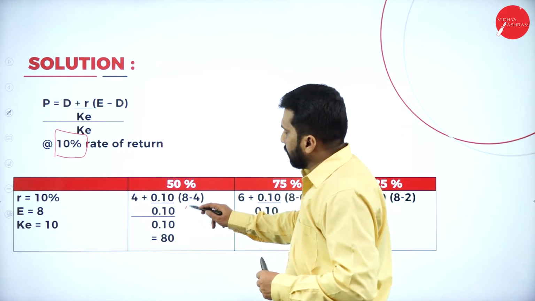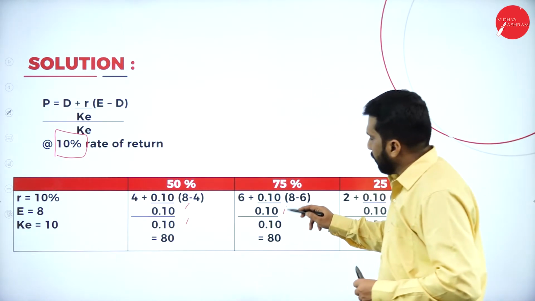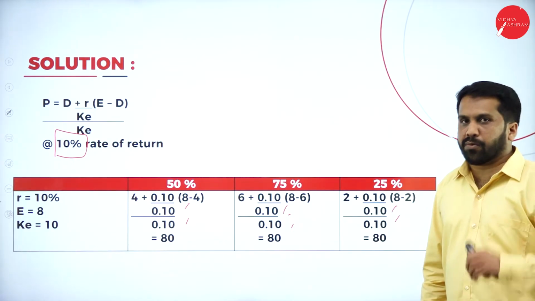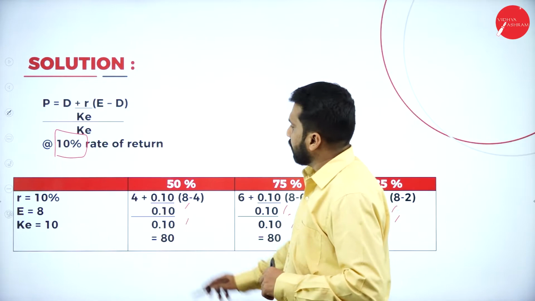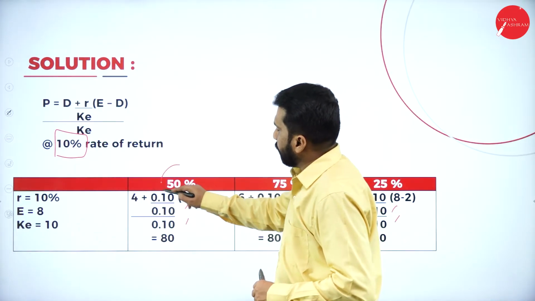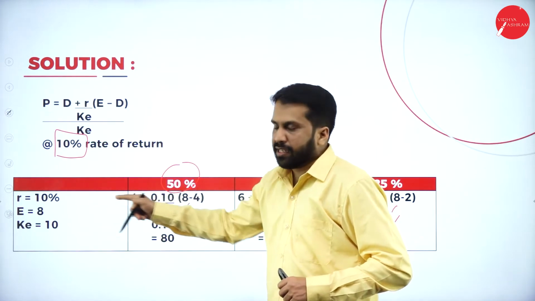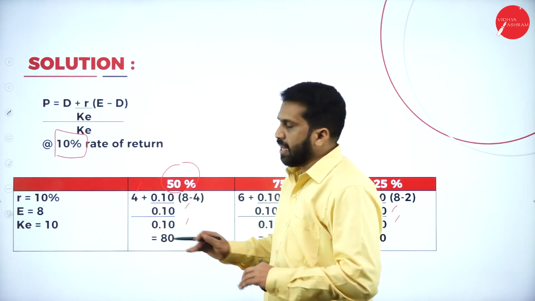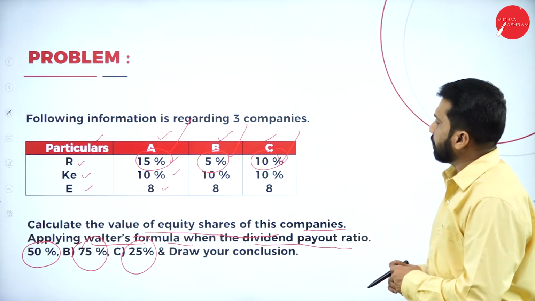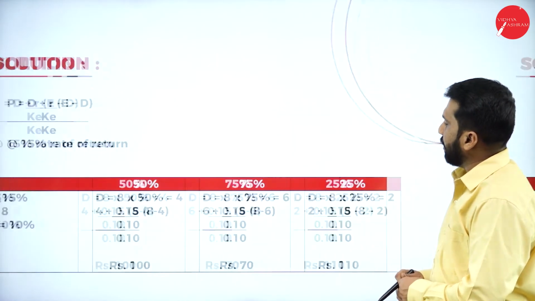Now, 10%, this will be 10%, this will be 10%. We'll go for the whole calculation. 4 plus, now we'll go for this. Your 50% of this, it will be 4 rupee only. It will not change. I'll do a small change in the question. It is 10% we are doing.